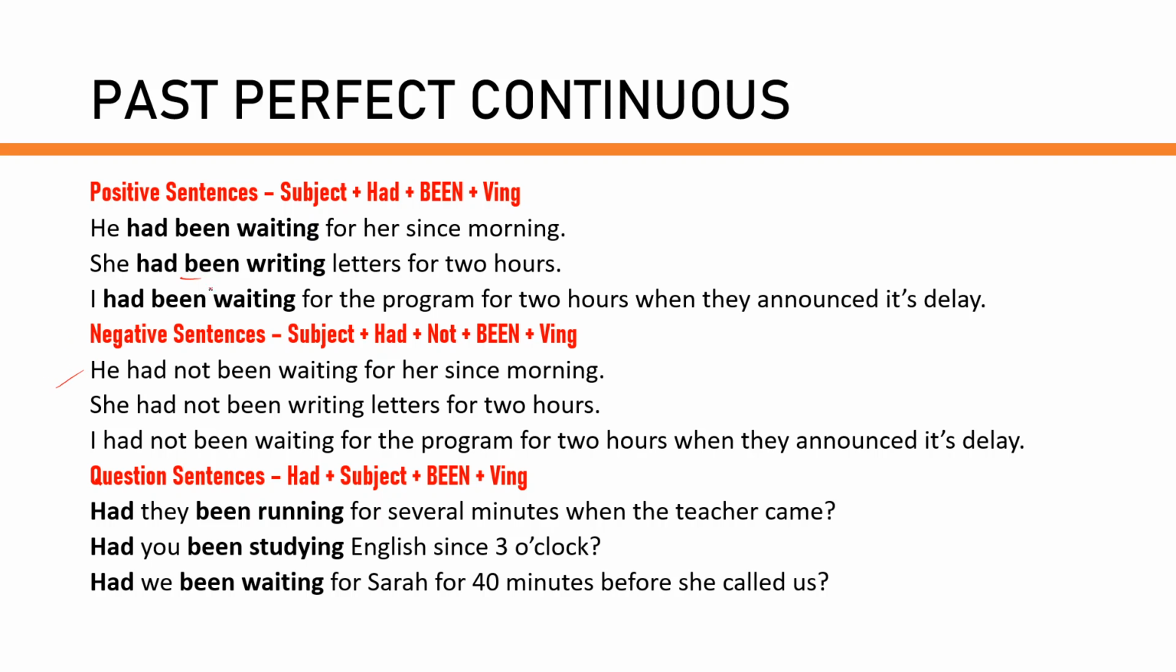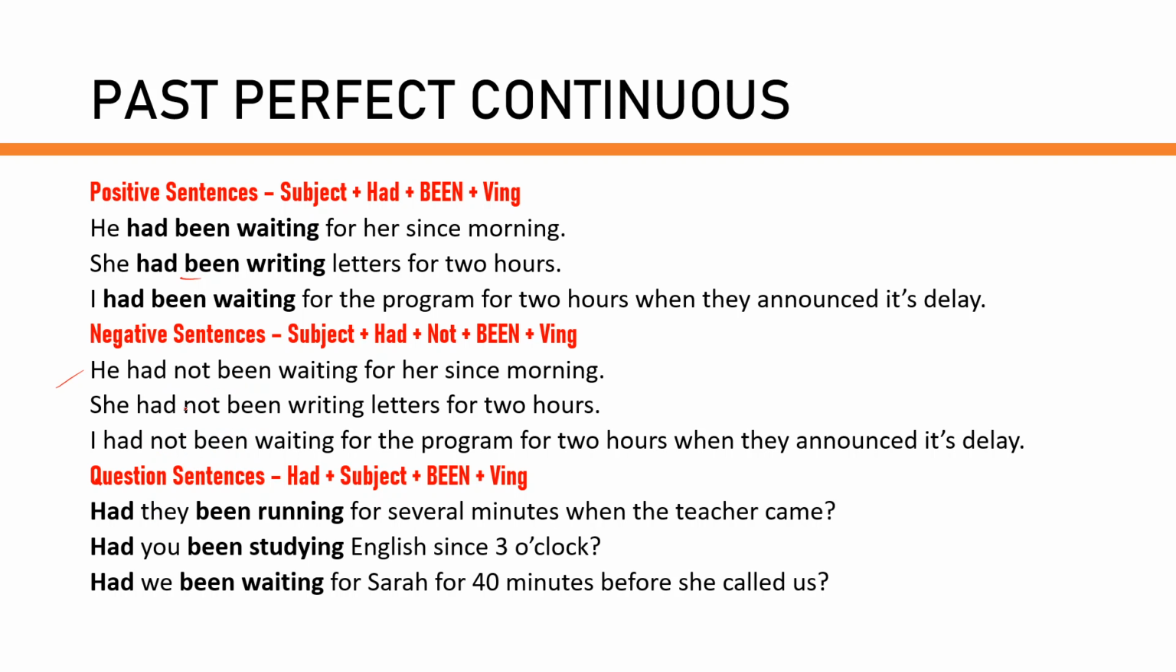Now negative sentences if we want to make, what will we do? We'll add a not. Where will we add a not? Before the verb? No. In past perfect continuous and also present perfect continuous, we saw that we will add the not before been. Okay? He had not been. She had not been. I had not been waiting. She had not been writing. He had not been waiting. Simple.